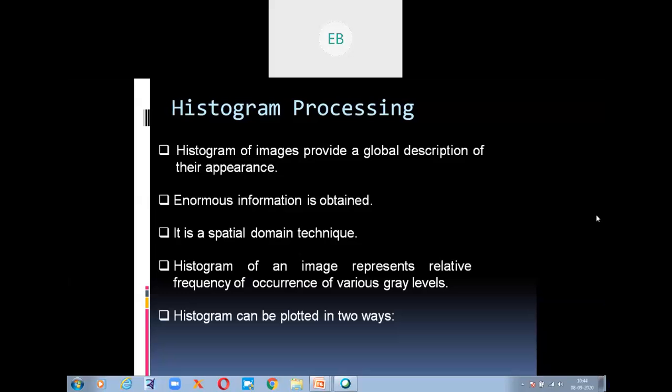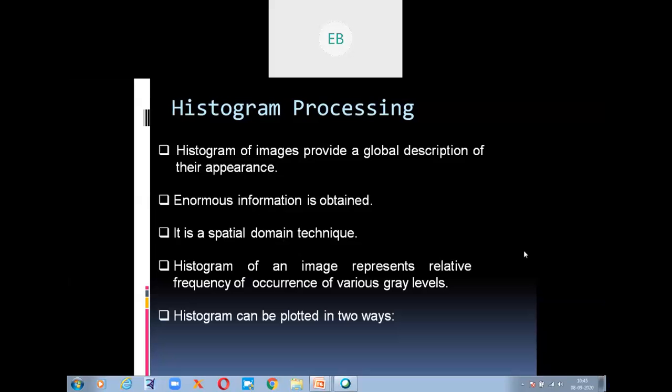Okay, so why do we use histogram processing? Because a histogram describes the number of events that occur in an image, and also the frequency of occurrence of those events. That is, a huge amount of information is obtained just by looking at the histogram of an image. Then it is saying it is a spatial domain technique.